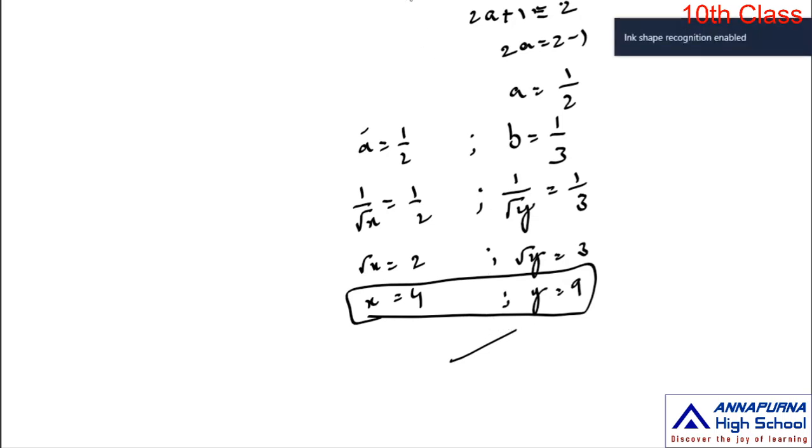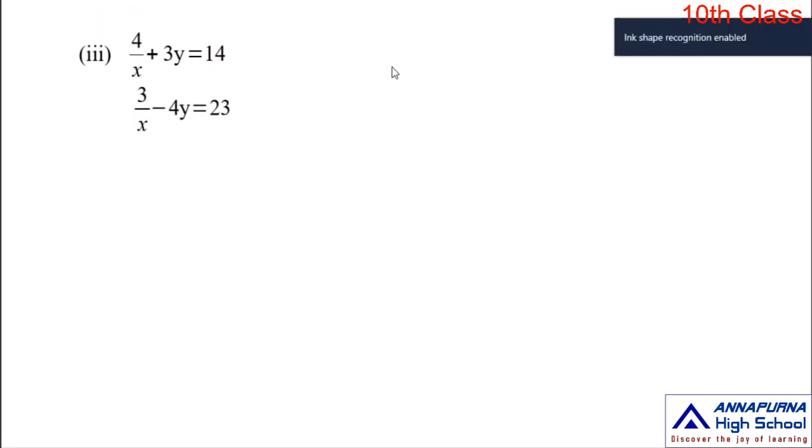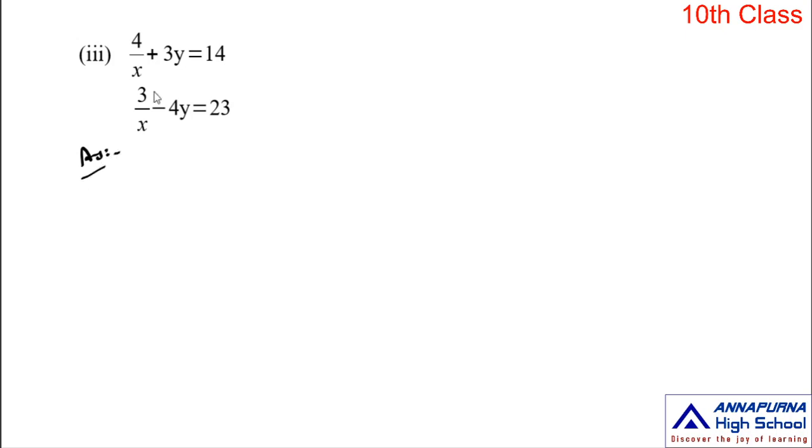Let's come to the next one. Here the two equations are 4 by x plus 3 by y is equal to 14, 3 by x minus 4 by y is equal to 23. Okay, now observe the given equations. In these two equations the two variables are x and y, but x is present in the denominator, y is present in the numerator. Okay, you observe that point.